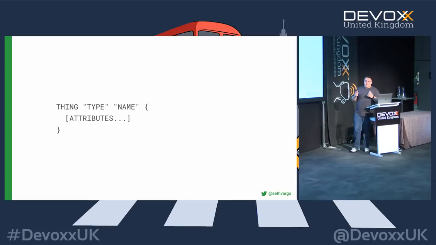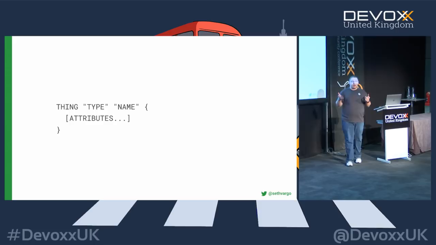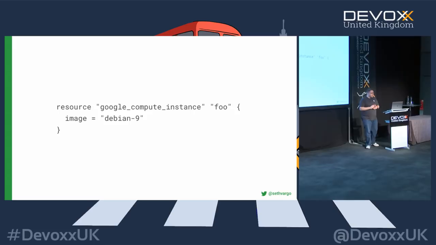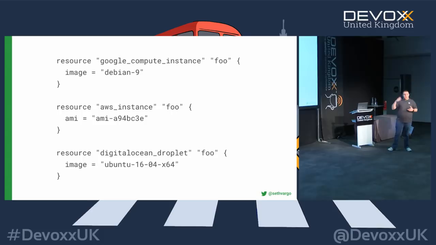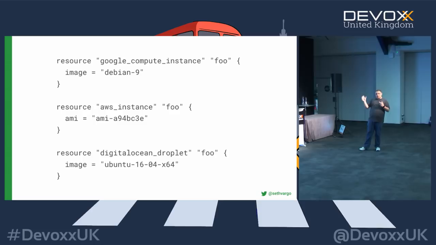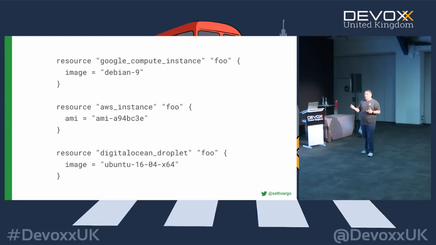So Terraform has this very descriptive DSL. It's just thing, type name, and then the attributes that go with that thing. So let me give you a concrete example. This is a concrete example of how you would create a Google Compute instance that is a Debian 9 base image. What's interesting is that we can take that same configuration and we can apply it to multiple cloud providers. So here I have the exact same configuration. You can see that the attributes are a little different, right? Google Compute uses an image attribute, whereas AWS uses an AMI attribute.